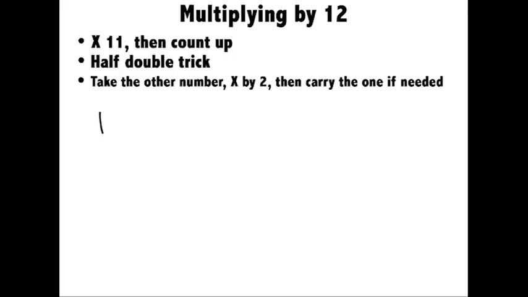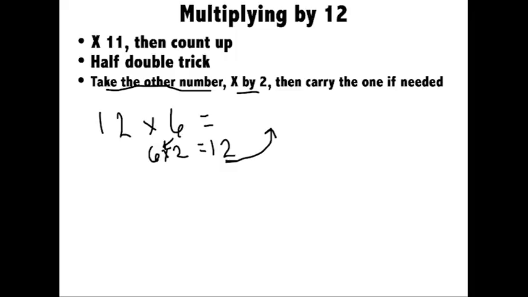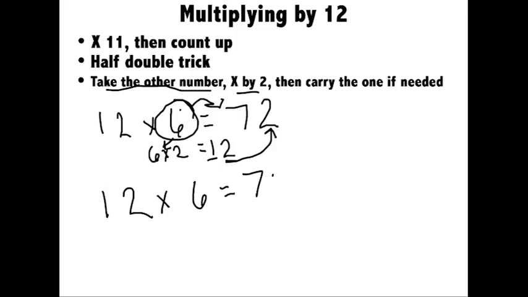Let's take the example 12 times 6. Now I take a look at the other number and I multiply it by 2. So 6 times 2, which is my other digit, is 12. I now know that this 2 is the second digit in my answer. I'm going to take this number that I'm multiplying by in my original problem and add a 1 to it. 6 plus 1 is 7. So 12 times 6 equals 72.